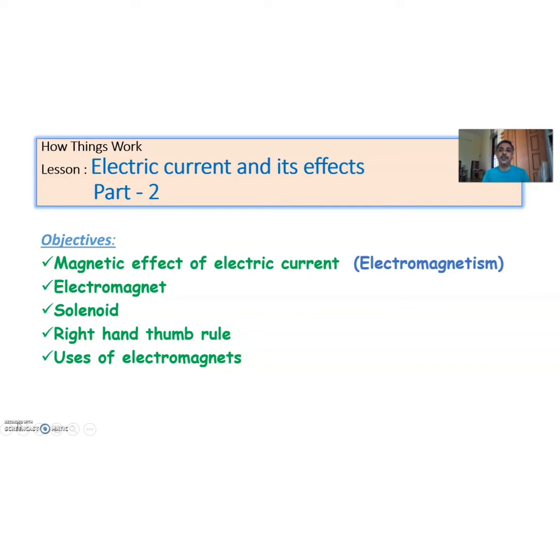In this video, we are going to discuss electric current and its effects. Here we are going to discuss what you mean by the magnetic effect of the electric current, that is electromagnetism. What is an electromagnet? What is a solenoid? How to use the right hand thumb rule to determine the direction of the current, and uses of electromagnets.